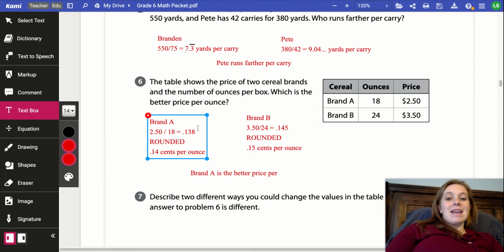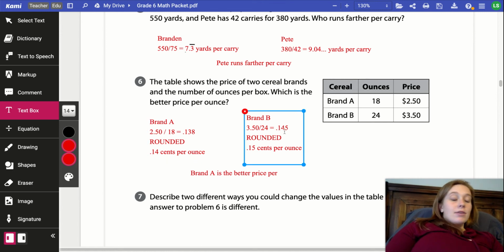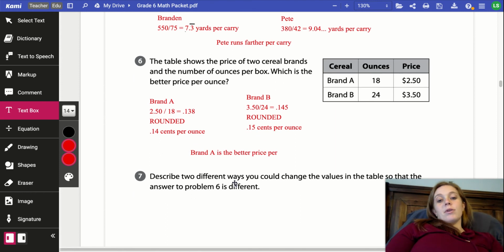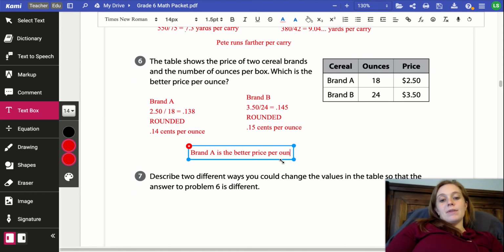So brand A, when I found price per ounce, I got a crazy decimal again, but I stopped my division at the thousandths place and got 138 thousandths, which rounds up to 14 cents per ounce. Brand B had a crazy long decimal too, but 145 thousandths rounded is 15 cents per ounce. So in this case, brand A is the better price per ounce.